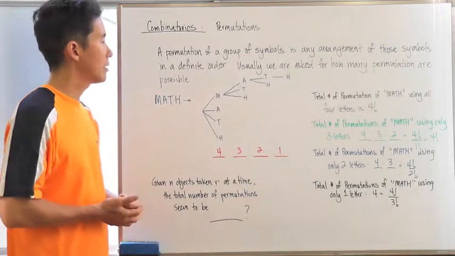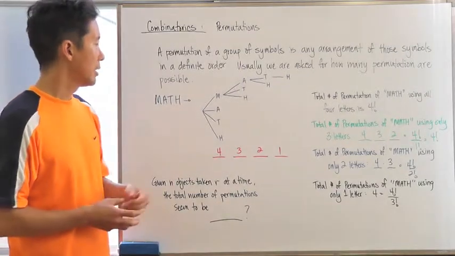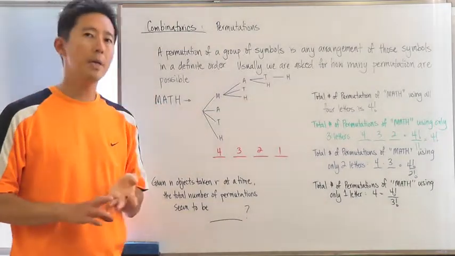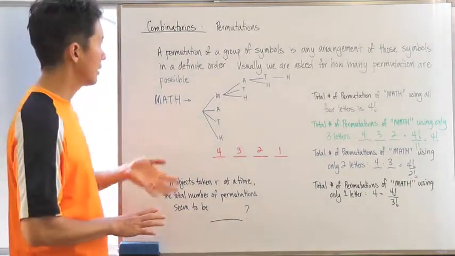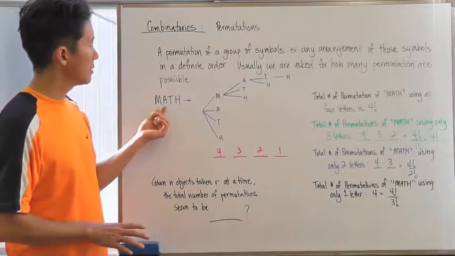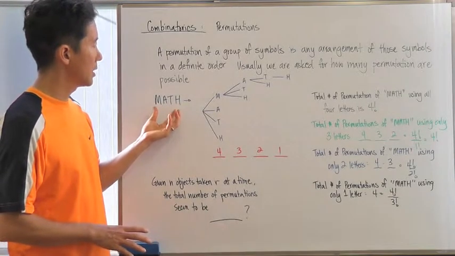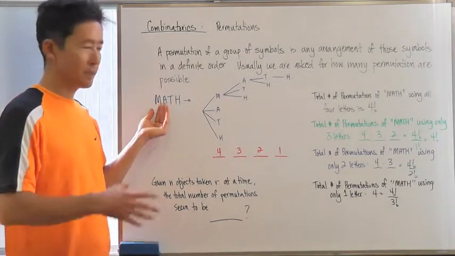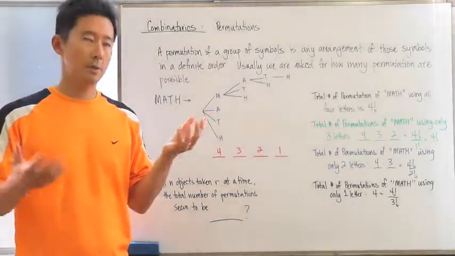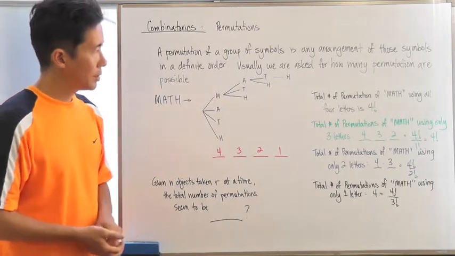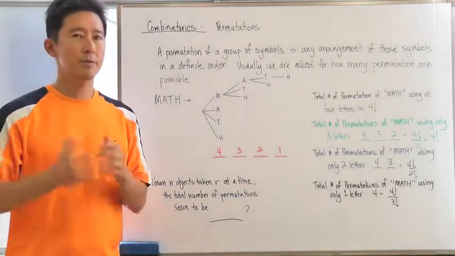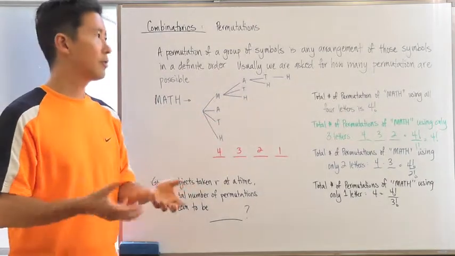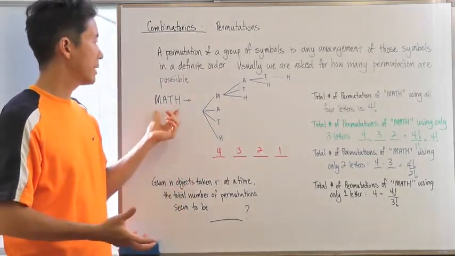So let's take a look at a particular situation here using the letters of the word math. So we have M-A-T-H. Okay, there's our group of symbols composed of 4 symbols. They're arranged in a particular order, and because of this particular order, it makes a word called math. So let's get a visual idea of what's happening here. We're trying to take a look at all the different possible arrangements of these symbols.